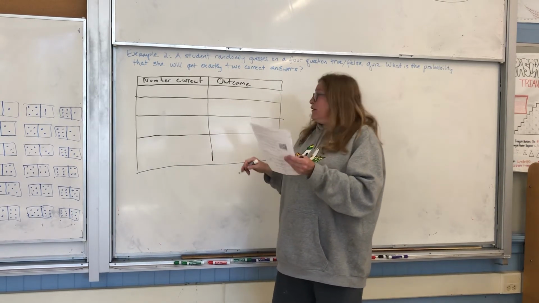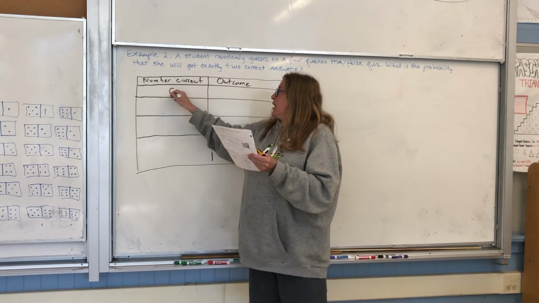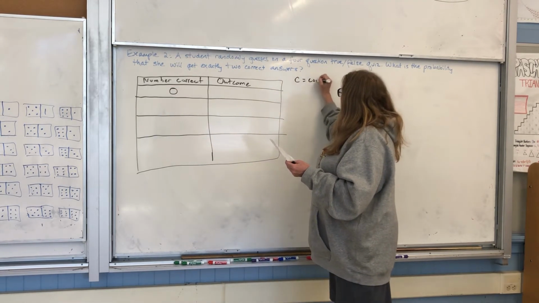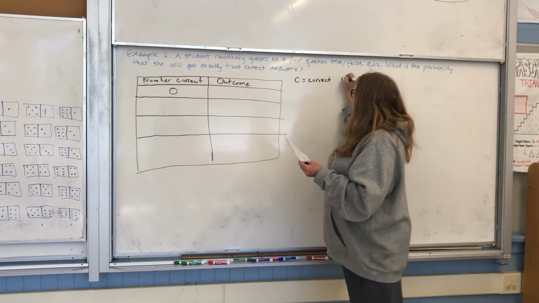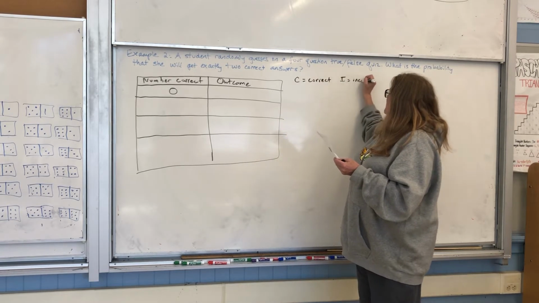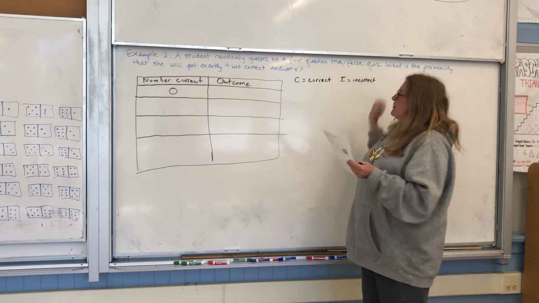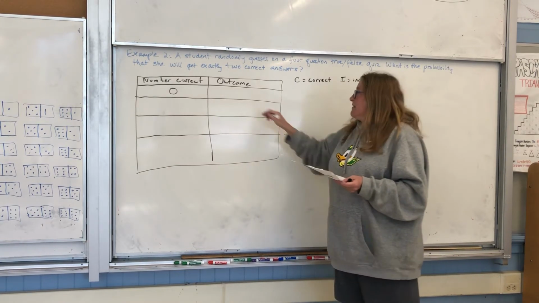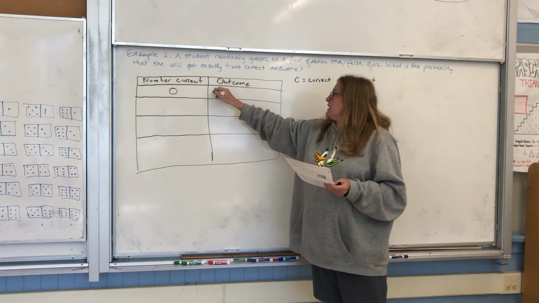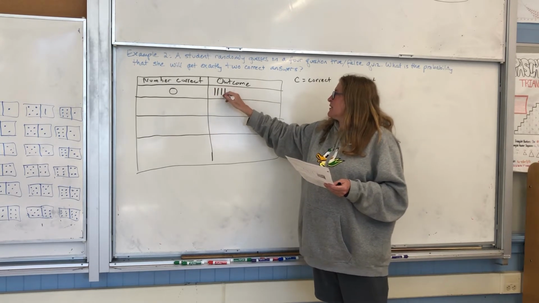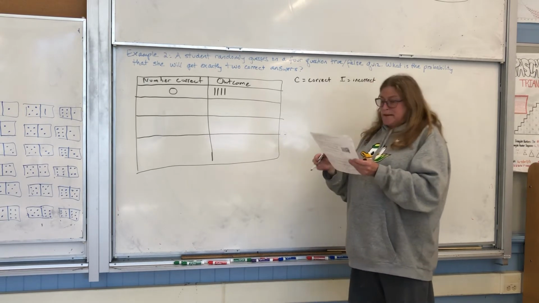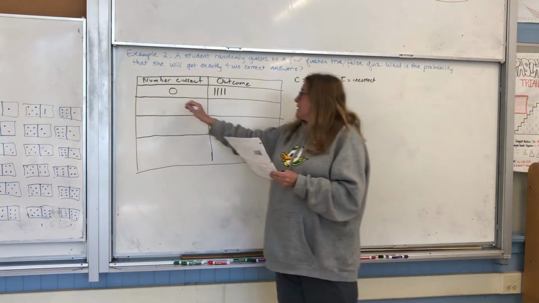Well, she could get 0 of them right. So let's call C correct and I incorrect. There's only one possible outcome if she gets 0 of them right, and I'm going to do all 4. She gets incorrect, incorrect, incorrect, incorrect. That's the only way to get 0 correct. How about if she gets 1 correct?